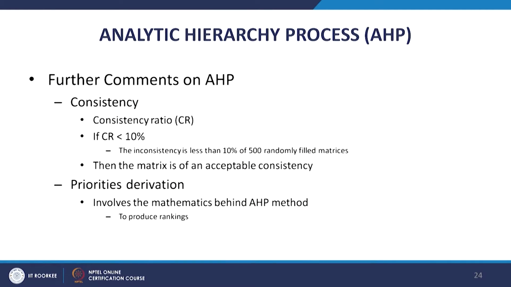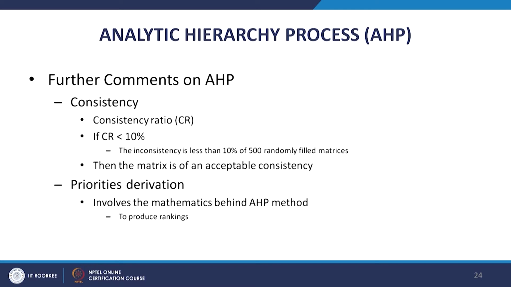So if we have the score for the consistency ratio, and it is less than 10%, as we have talked about, then this is acceptable consistency. Otherwise, we will have to reconsider the comparison matrix. Now let us talk about the next step, that is priorities derivation.